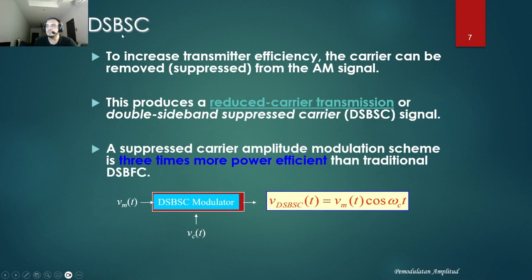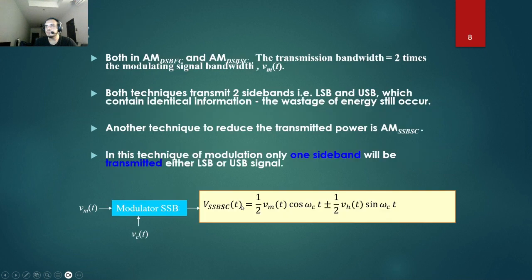We use DSB-SC to increase transmitter efficiency. The carrier can be removed, suppressed, from the AM signal. This produces a reduced carrier transmission, or double side band suppressed carrier signal. Here is the block diagram: Vm(t) enters the DSB-SC modulator with Vc and comes out with this equation.